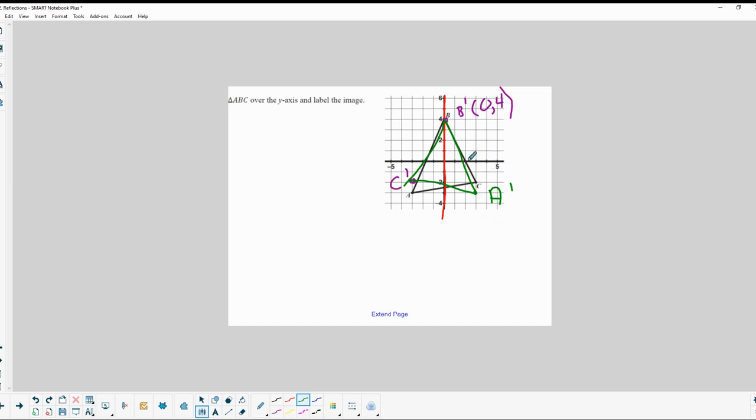So this point would be 3, negative 3. And this one would be negative 1, negative 2. So C prime would be negative 3, negative 2. And you get the idea, right? Okay. So that's the one we just did. We just reflected over the y-axis.